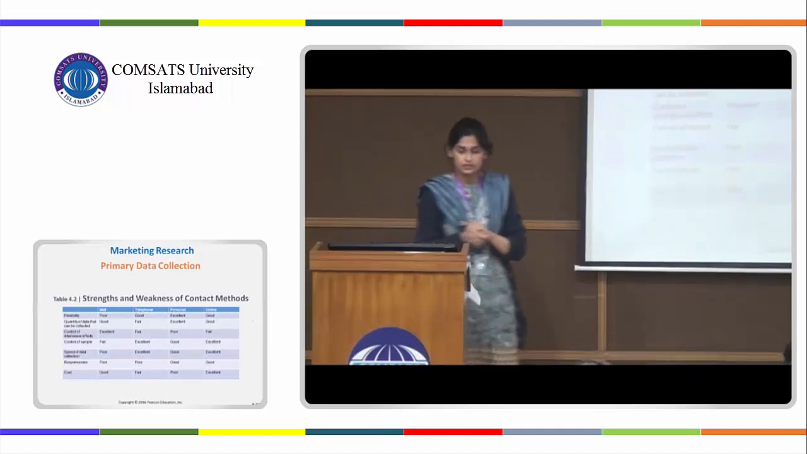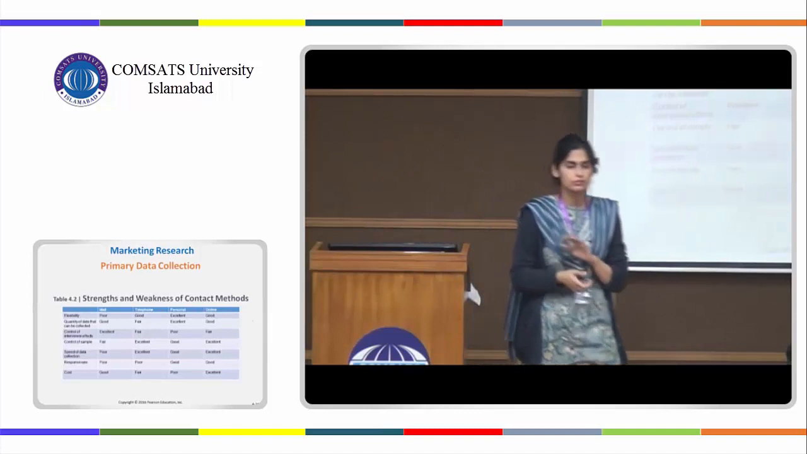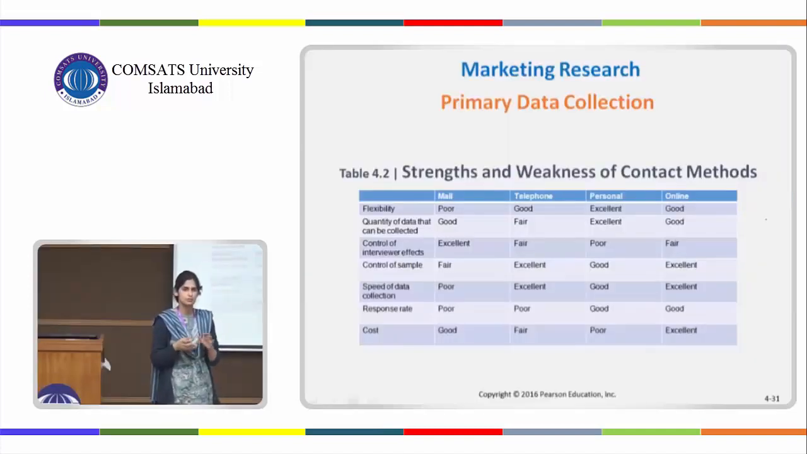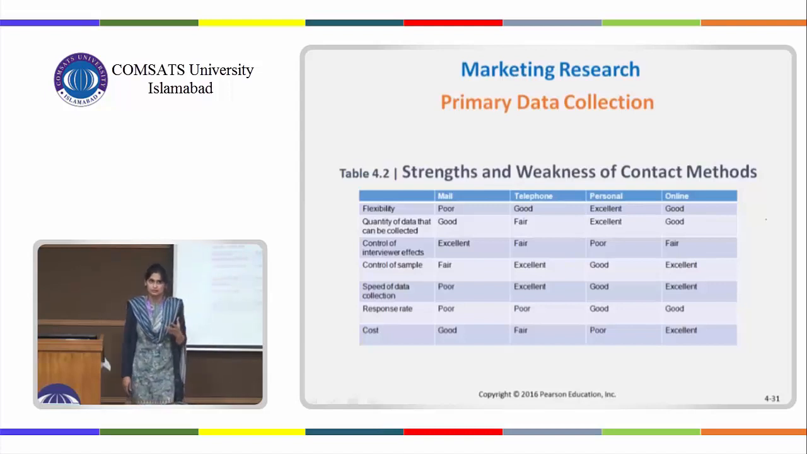Then control of the interviewer effects. Now, what do I mean by control of interviewer? That means how biased can the results get in terms of the interviewer. So if I'm interviewing Zen, he responds to me in a certain way, I might not report it the same way that he responded. So there's a biasness in how I report my results, right? So in mail, it cannot be there because the interviewer is not there.